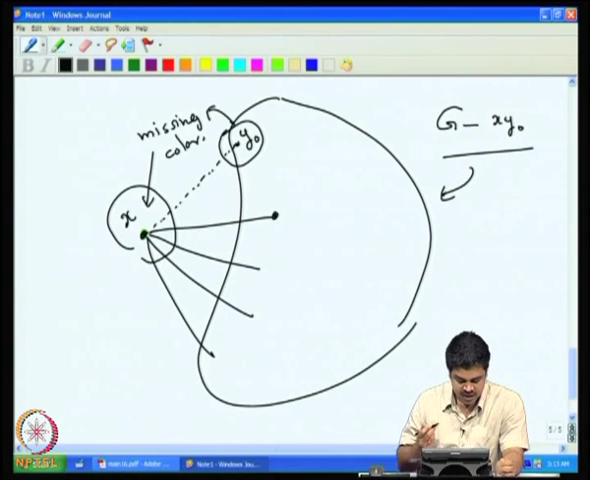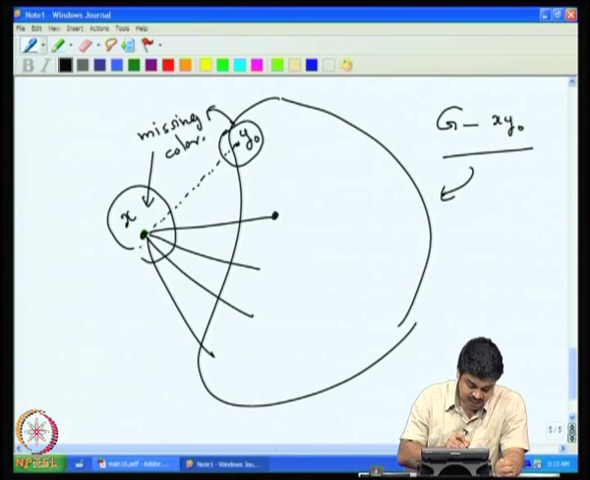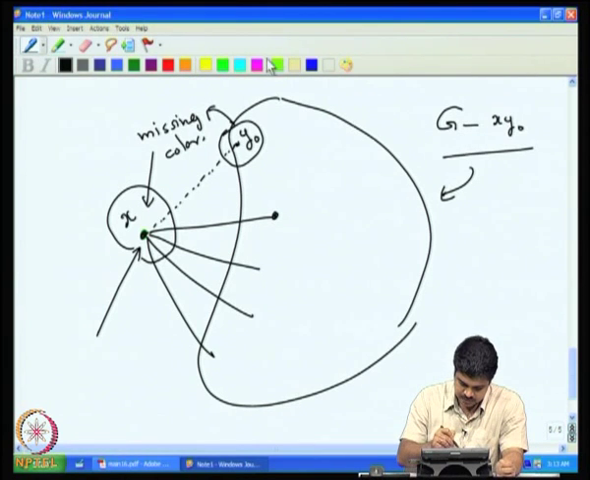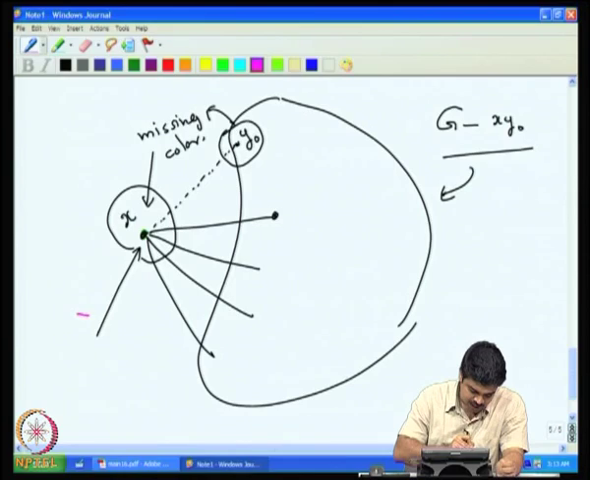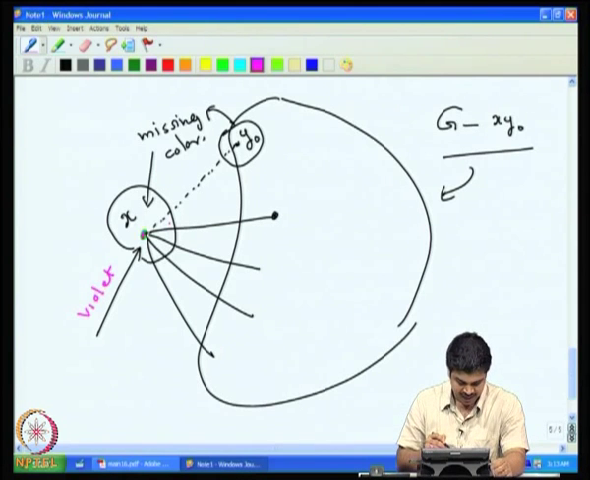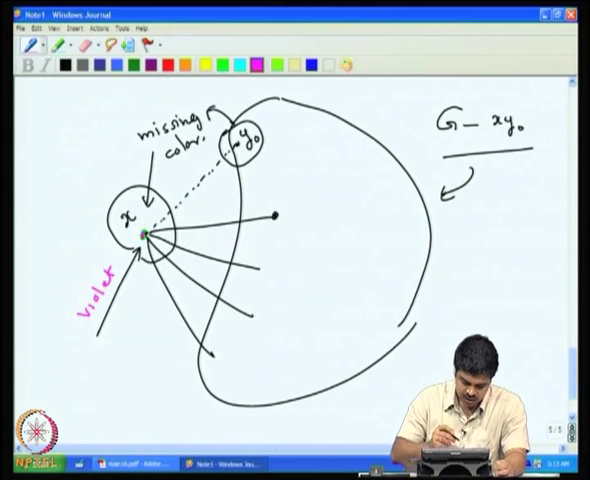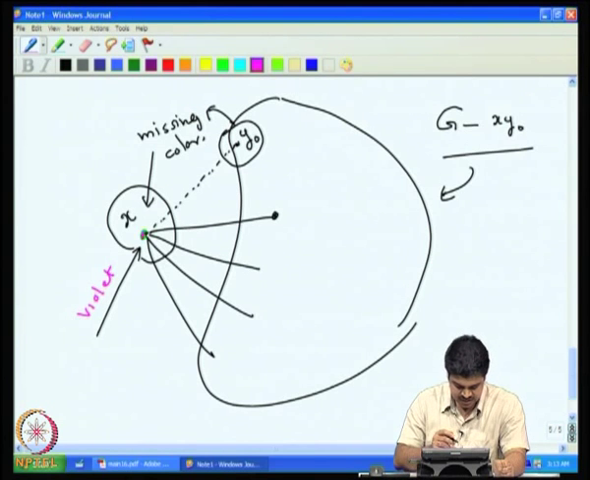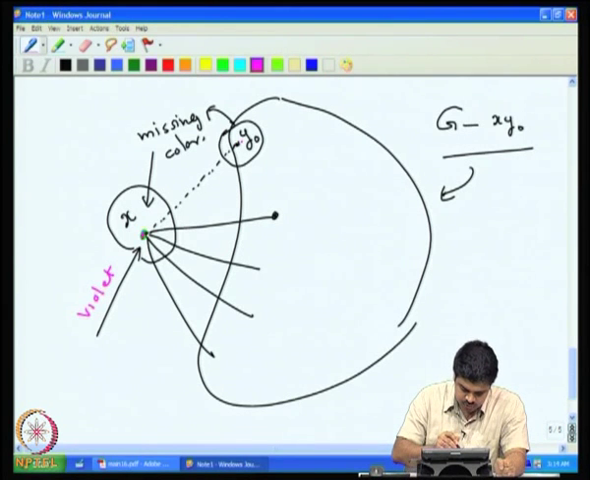But then we can infer that the color that is missing at x, suppose I say this violet color is missing at x. So, that means none of the edges incident on x is violet, right. And now what I say is, this violet color is missing at x. Now, you can say that violet color is present at y0, right.